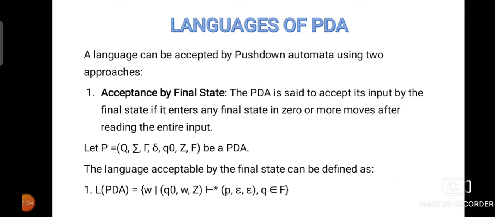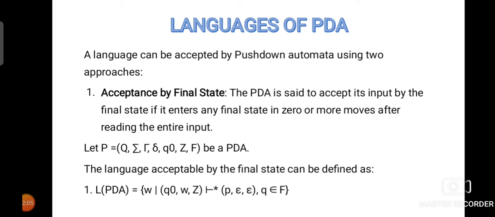So let P equal to push-down automata equal to Q, sigma, stack alphabet, delta, Q0, Z, F. So we all know what it means. Q is the set of states. Sigma consists of the set of input symbols. Stack alphabet consists of the set of stack symbols. Delta is the state transition function. Q0 is the starting state. Z is the starting stack symbol. F is the set of final states.